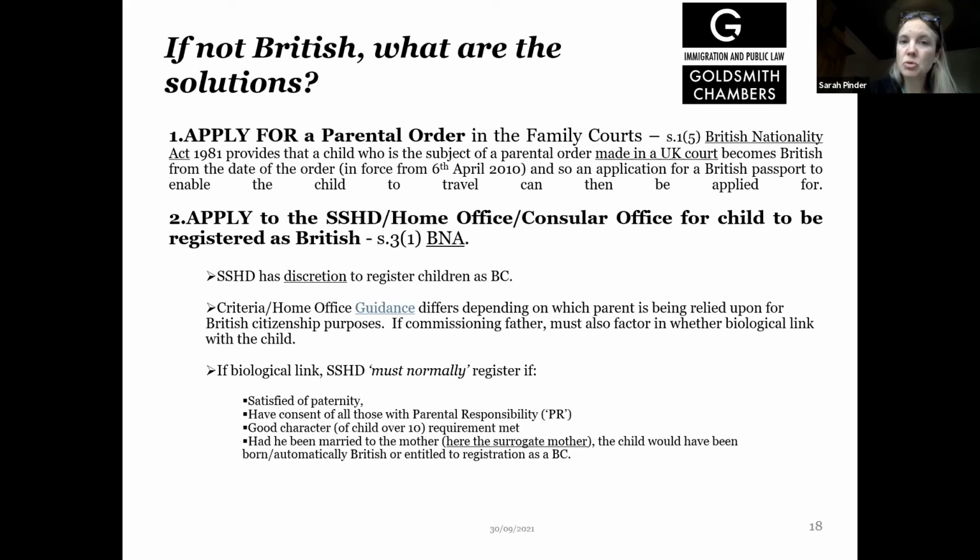So that's in section 1.5 of the British Nationality Act of 1981. And that section provides that a child who is the subject of a parental order made in a UK court, so made in England and Wales, becomes British from the date of that order. So in other words, upon the making of that parental order, the child is British. So from that date onwards, the child can be considered as British.